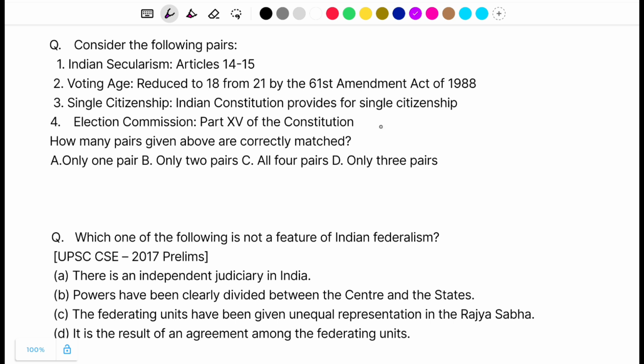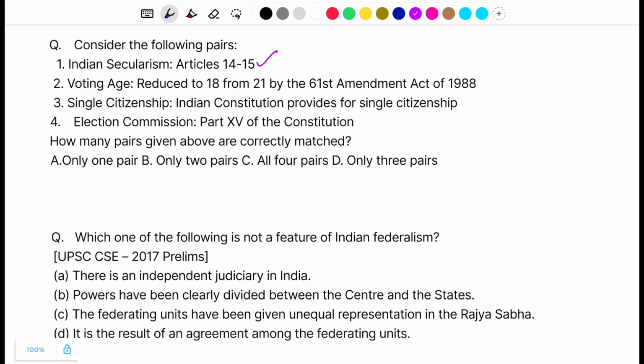Single citizenship. Indian Constitution provides for single citizenship. Fourth statement, Election Commission. Part 15 of the Constitution. Okay. This looks great. Now let us check. I have already told while dealing with the secularism topic, Article 14, 15 is the evidence that India is a secular country. Article 14 gives the right to equality. Article 15 says that no citizen is discriminated based on religion. So Article 14 and 15 are related to Indian secularism, right?